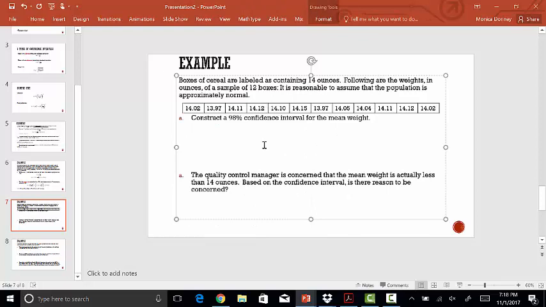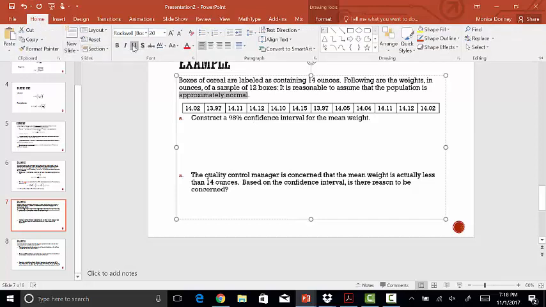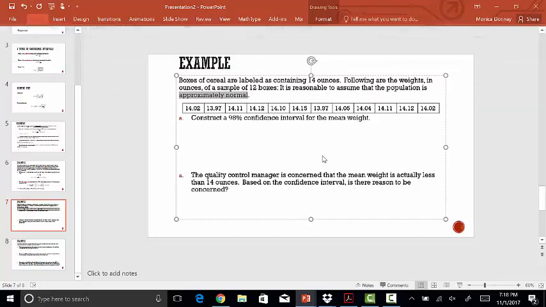Alright, next problem. It says boxes of cereal are labeled as containing 14 ounces. Following are the weights in ounces of a sample of 12 boxes. It is reasonable to assume that the population is approximately normal. Now, this is important, and we talked about this last unit. We talked about something called the central limit theorem.